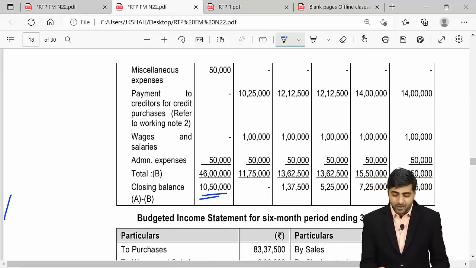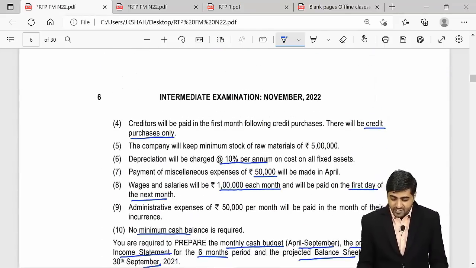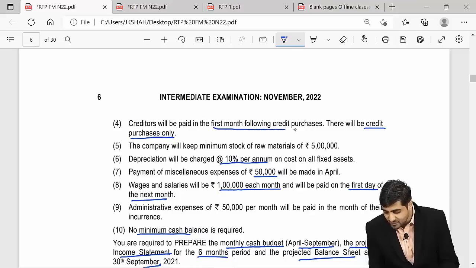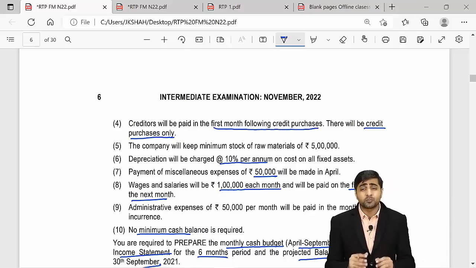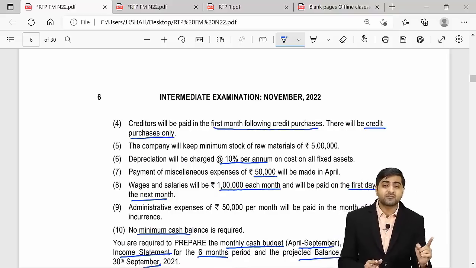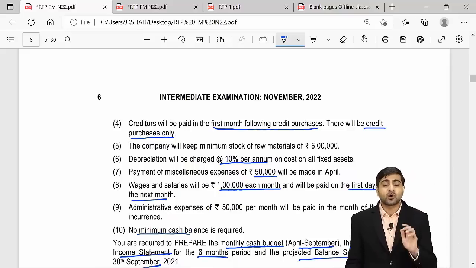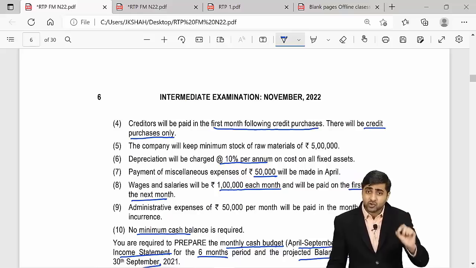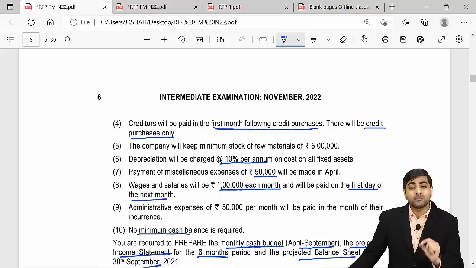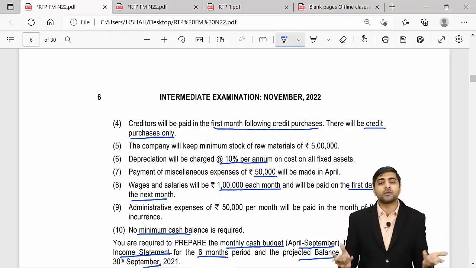But now the question comes about how are we going to deal with your payment to creditors. So for payment to creditors, you can specifically check that they have told you creditors will be paid in the first month following the credit purchases. So guys, whatever you are going to purchase, the payment will be made on the first month following the credit purchases, and there is going to be your credit purchases only. So what does that mean? It means that whatever you are going to purchase in the month of April, the payment will be made in the first month following the credit purchases.